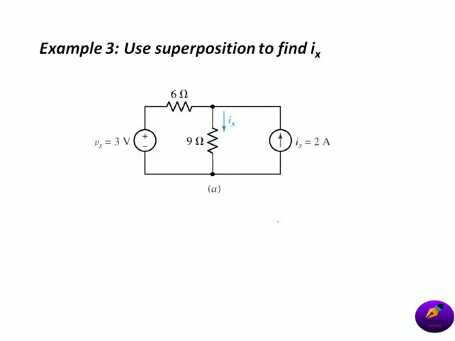Now coming to another example, we have to calculate Ix, and we have two sources here. The first one is a voltage source and another one is a current source. Since we have two sources, we have to draw two circuits. Firstly taking 3 volt as active and suppressing 2 ampere, and in another circuit we have to consider this as active and this we have to suppress.